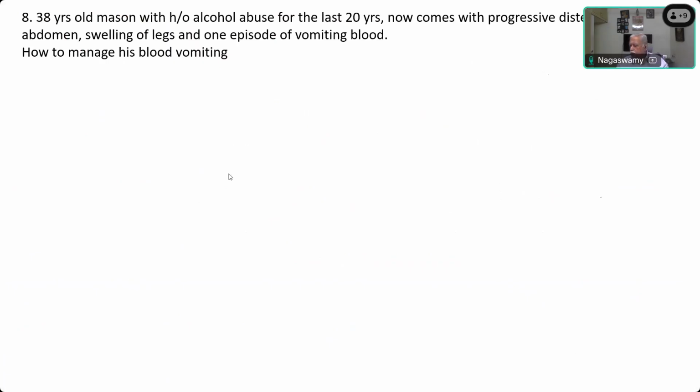Now another liver related case: a 38 year old man with history of alcohol abuse for the last 20 years now comes with progressive distension of abdomen, swelling of legs and one episode of vomiting of blood. How to manage this patient? So first analyze the case. Chronic alcoholic patient with ascites, pedal edema, hematemesis, with liver failure.